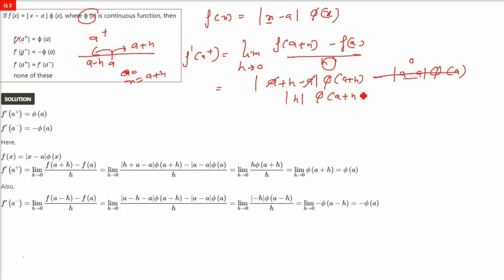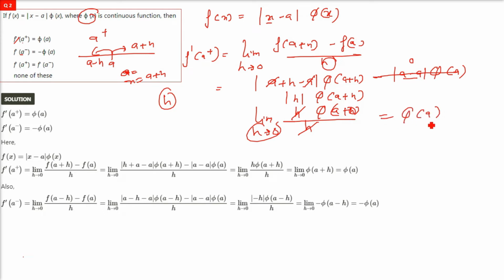Now mod h is h, because h is a positive value, and the mod of a positive value will be positive only, so phi(a plus h) it will be. Now we have h in the denominator, and let us apply the limit, but h gets cancelled, so phi(a plus h) with h going to 0 gives phi(a), and phi is continuous, already given in the question. So the first option is the correct one.